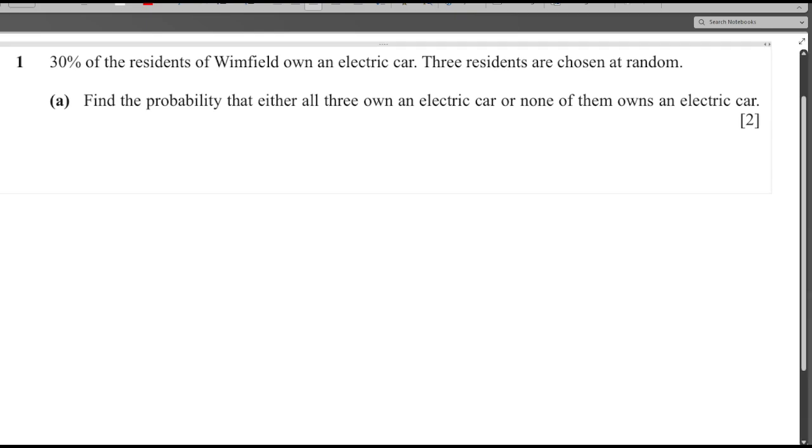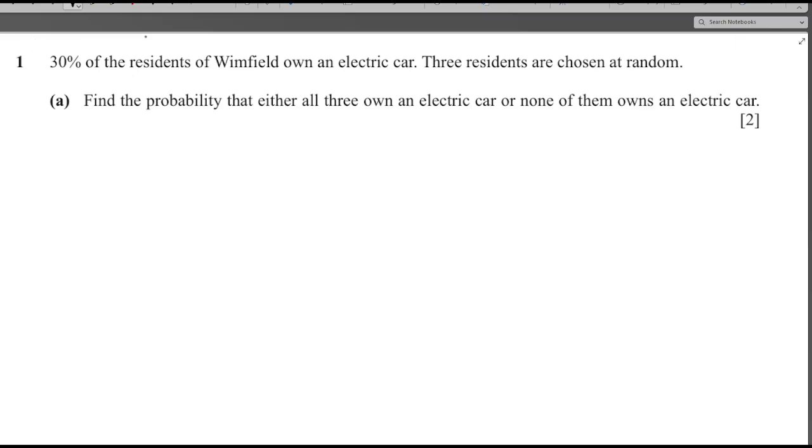Here, your first question is: 30% of the residents of Wimfield own an electric car. 3 residents are chosen at random. Find the probability that either all 3 own an electric car or none of them own an electric car. Now, if you see here, this is a problem of binomial distribution.